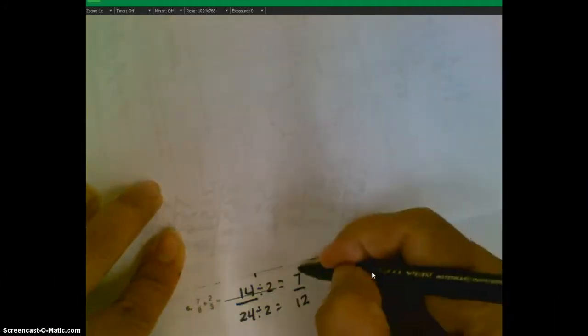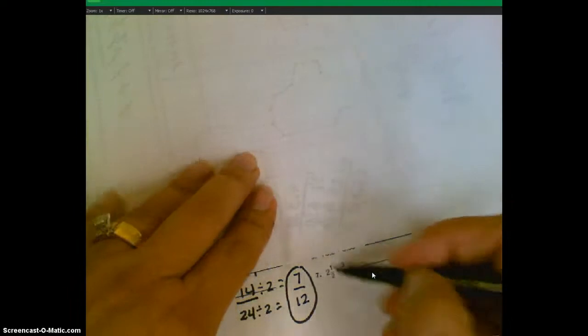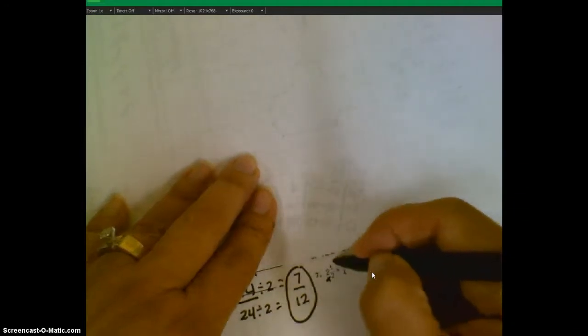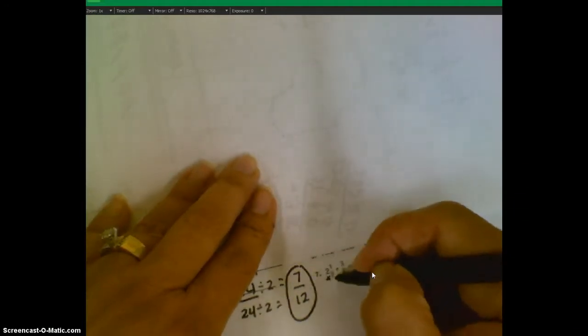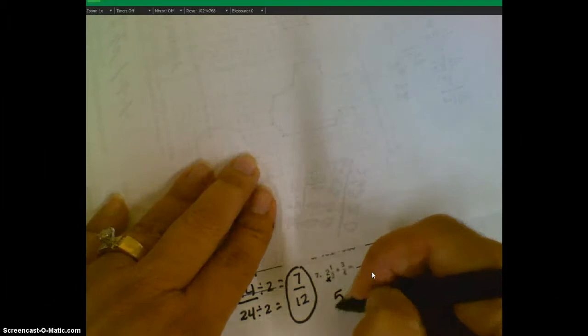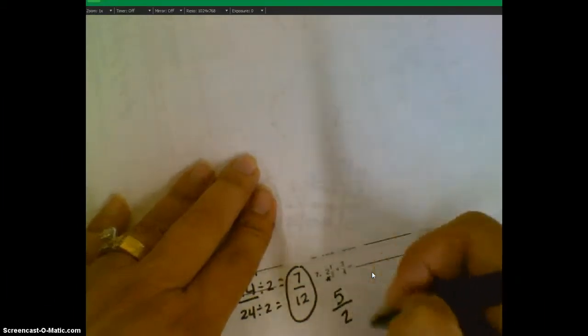14 divided by 2 is 7. 24 divided by 2 is 12. 7 is prime, so I can't reduce anymore. 7/12 is a better fraction. This one is a mixed number, so I can't multiply until I change it to an improper fraction. To do that, I'm actually going to multiply these two together and add this one. 2 times 2 is 4, plus 1 more is 5, and my denominator stays the same.